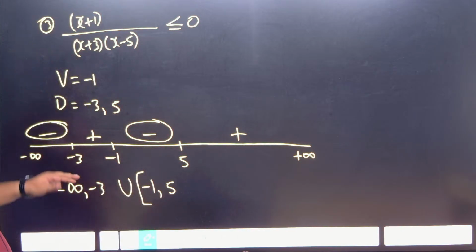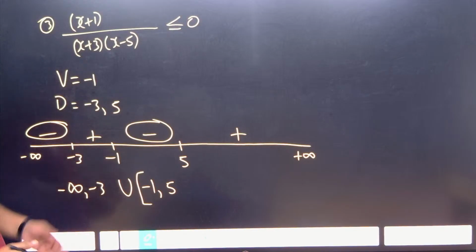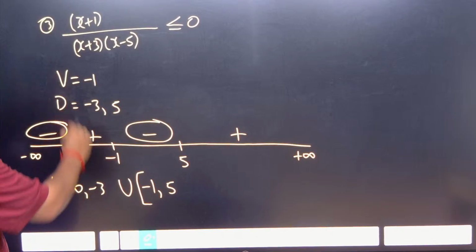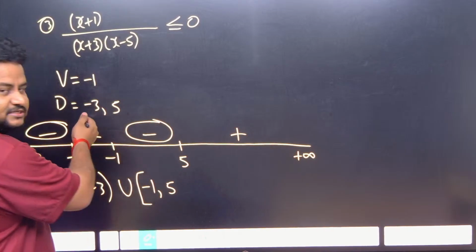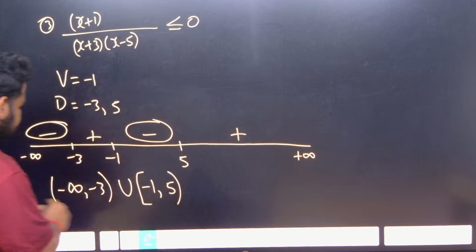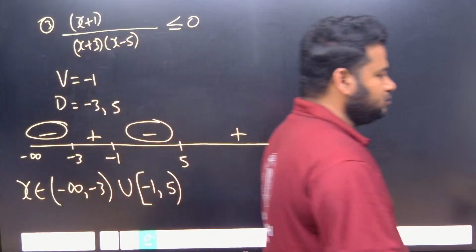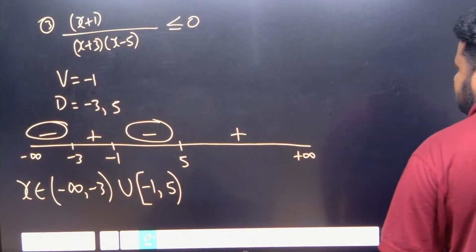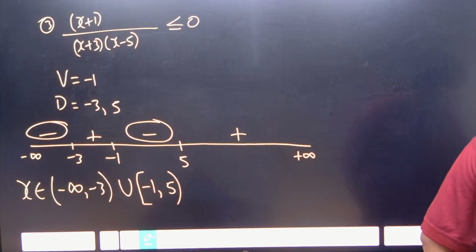Now, discontinuous points are always open interval, and infinity is anyway open interval. So this is open. Minus 3 is a discontinuous point, so open interval. 5 is open interval, because it is a discontinuous point. So this is the answer. X belongs to this range. This is how you have to solve this question, friends.